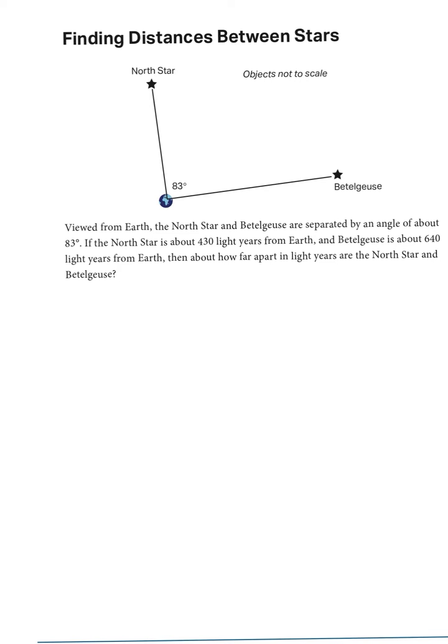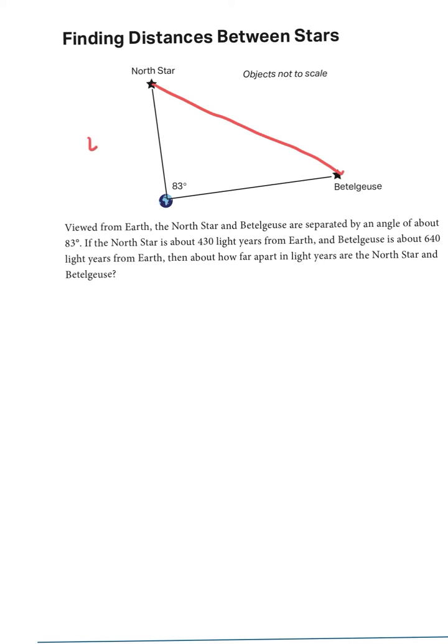Alright, so this question says, viewed from Earth, the North Star and Betelgeuse are separated by an angle of about 83 degrees. If the North Star is about 430 light years from Earth and Betelgeuse is about 640 light years from Earth, then about how far in light years are the North Star and Betelgeuse? So ultimately, we want to find this distance right here.